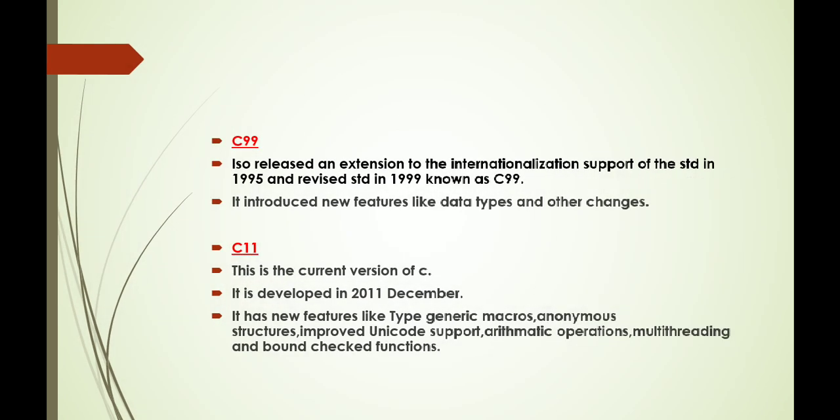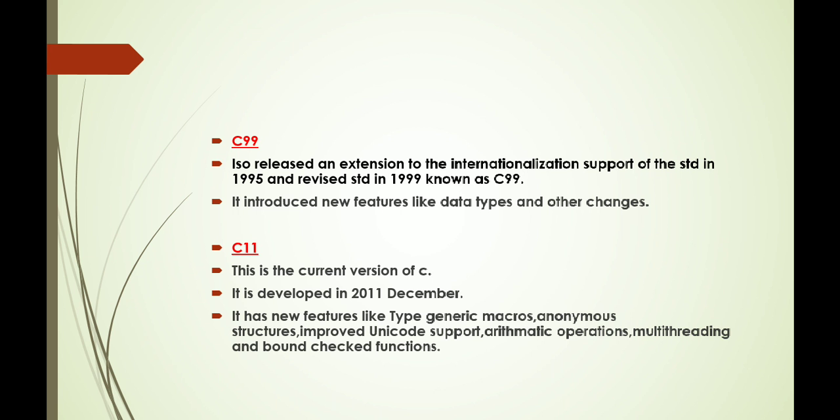C99. ISO released an extension to the internationalization support of the standard in 1995 and revised the standard in 1999, which is known as C99. It introduced new features like new data types and other changes. C11. This is the current version of C. It was developed in 2011, recently December.